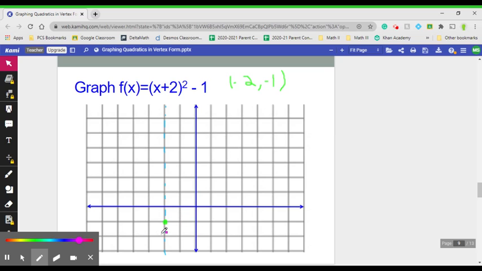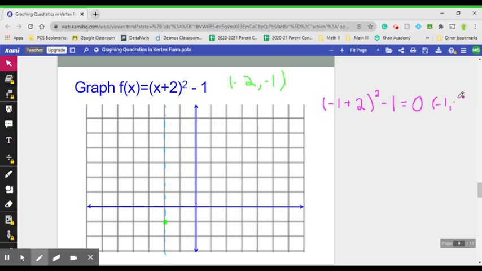Our next step is finding more points. So I'm going to pick here x = -1 and then our y-intercept. So let's do -1 first. So that would be (-1 plus 2) squared minus 1. -1 plus 2 is 1. 1 squared is 1. 1 minus 1 is 0. So that point that I would have here is going to be (-1, 0). So maybe plot (-1, 0) right there.